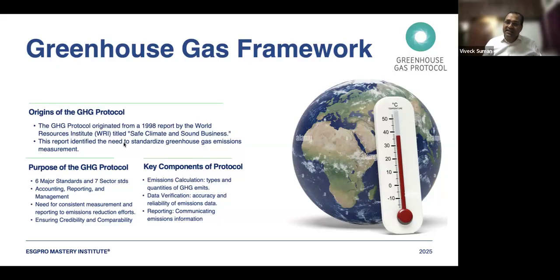Second is data verification. This protocol also enables people to verify. Otherwise, what is the point? Yesterday we were debating, right? ISO has the verification and certification authority. GHG doesn't have. But the GHG protocol establishes a way the data is verified. If the data is not verified, you are not the right person. That's what the point is. Accuracy and reliability of emission data becomes the critical portion here.